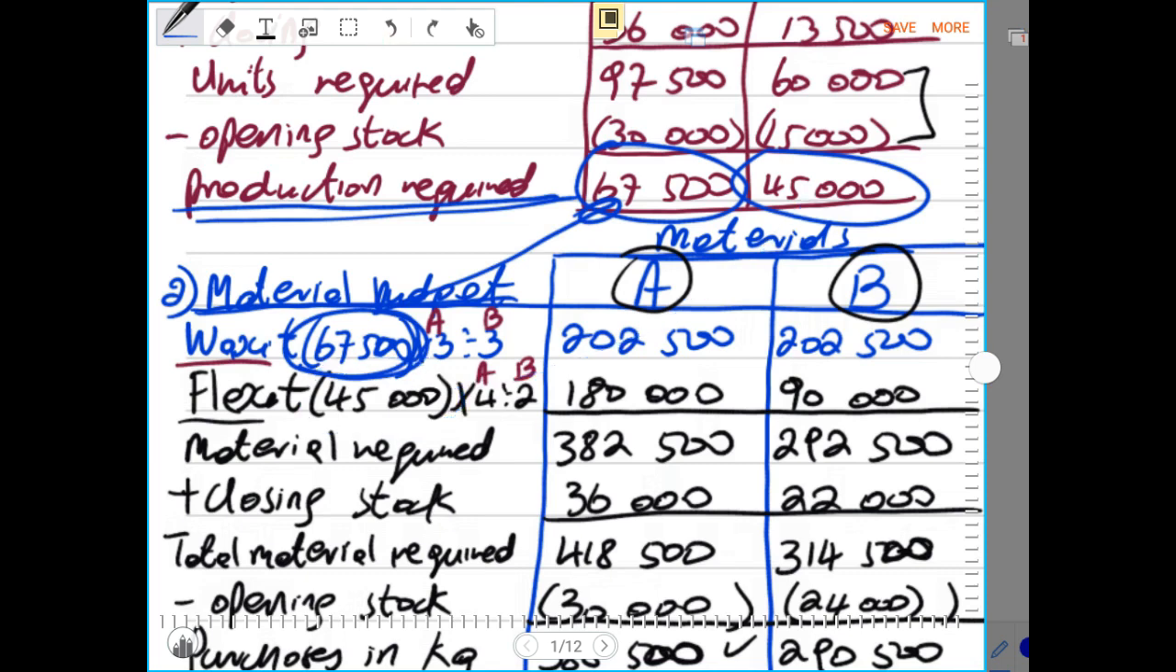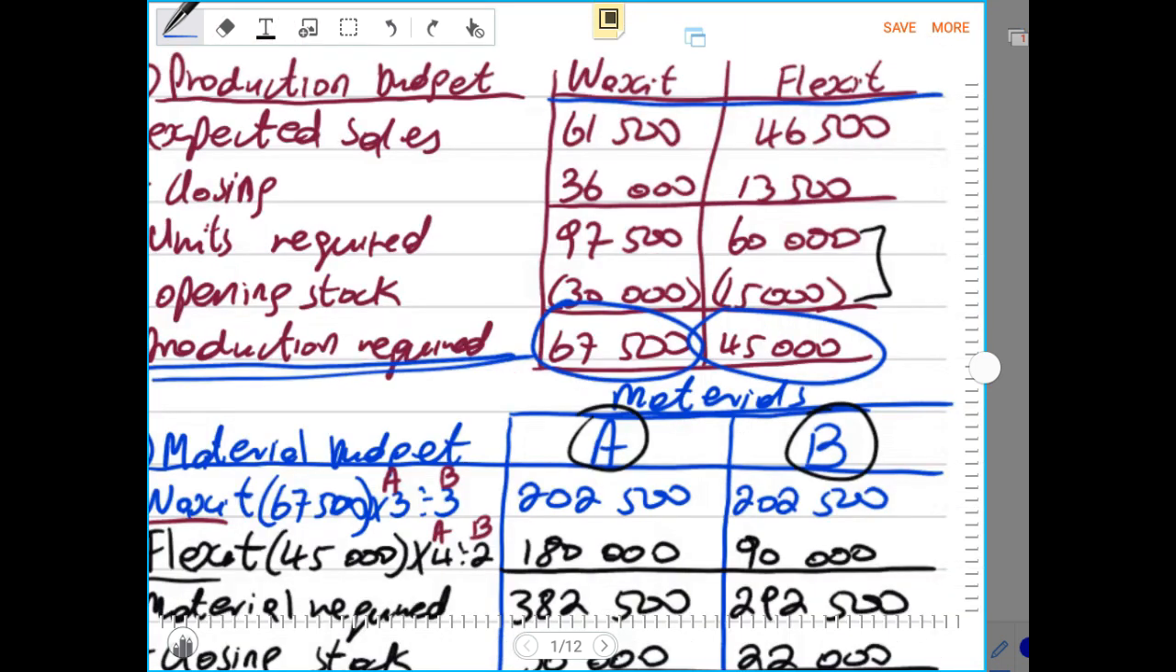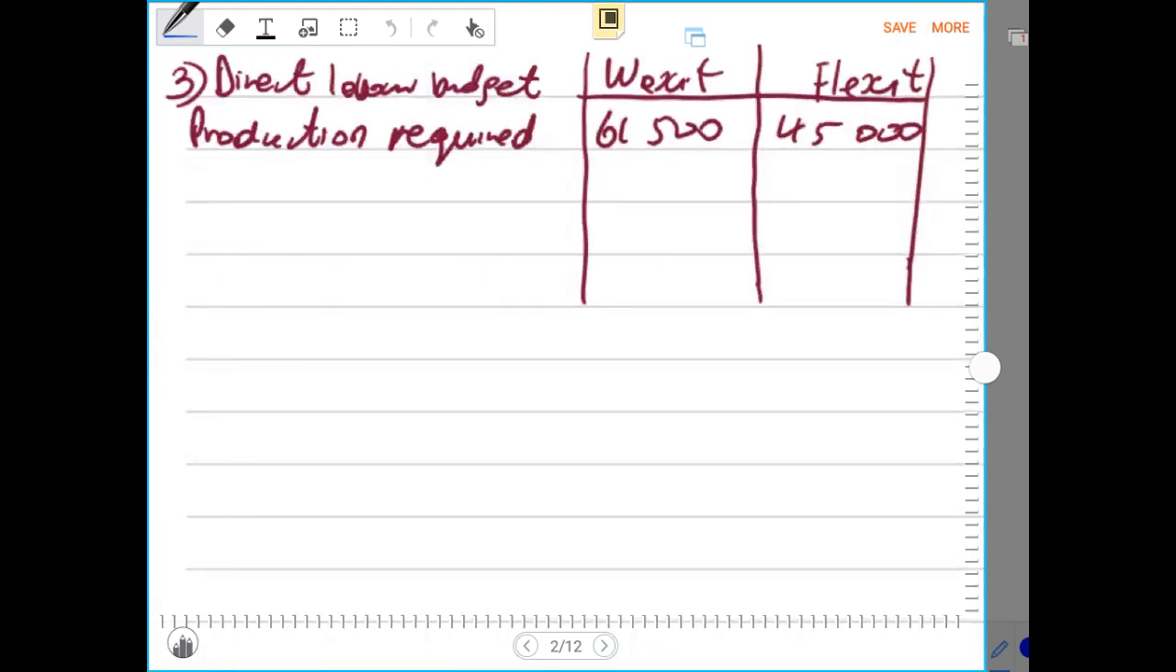So now the production budget, if it's wrong, that means almost all your budgets will be wrong. So now this is what we need, and we go to the next budget. Here we have recorded the production that is required.